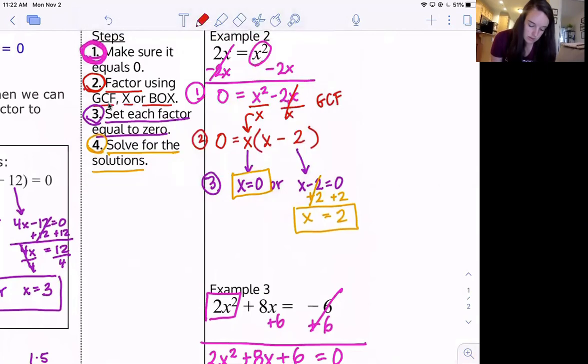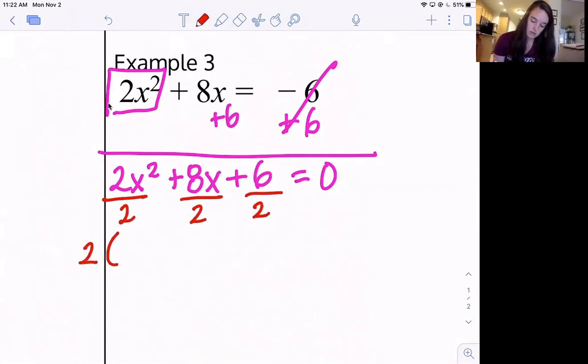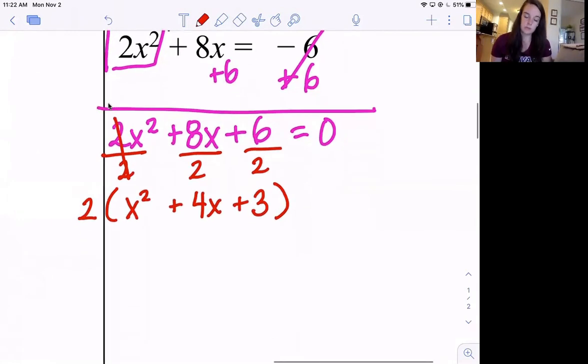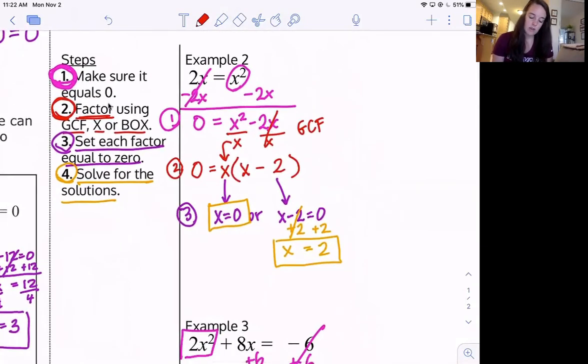Step 2, factor using GCF, X, or box. All right, so I'm going to see if there's a GCF. I see a GCF. I know that each of these numbers is divisible by 2. So I'm going to go ahead and take away that 2, divide out the 2 to the outside. That's going to leave me with x squared plus 4x plus 3. X squared plus 4x plus 3 still equal to 0. That is step 2.